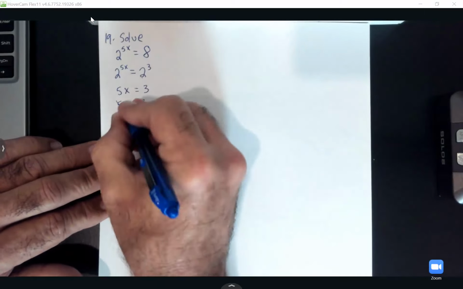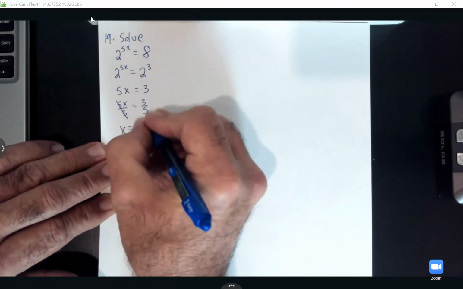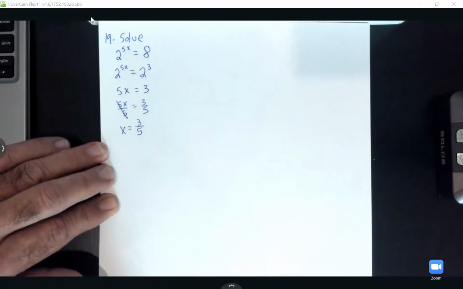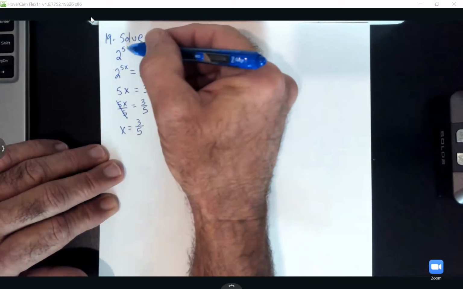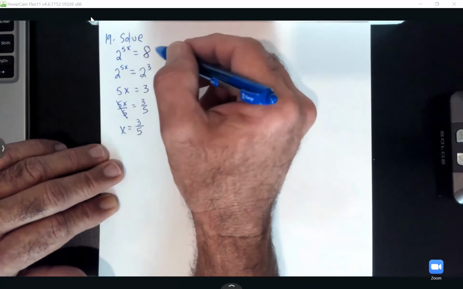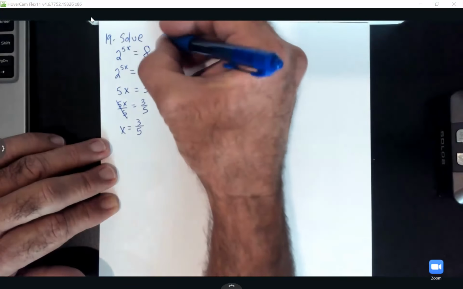So y'all, those cancel, giving me my 1x. And nothing we can do to that. So that's going to stay at 3 over 5. So if you plug that 3 and 5 over here, the 5's cancel, and 2 to the third equals 8 is true.